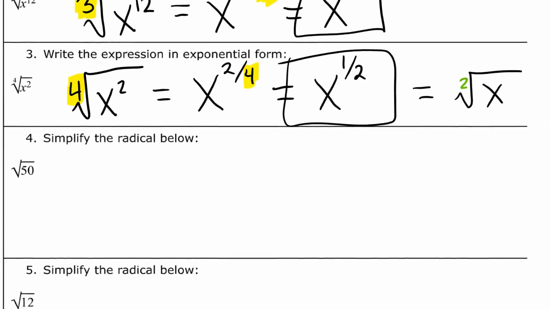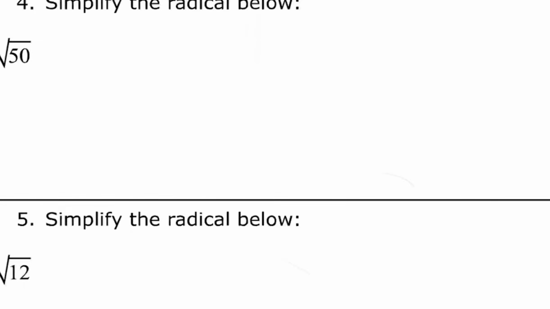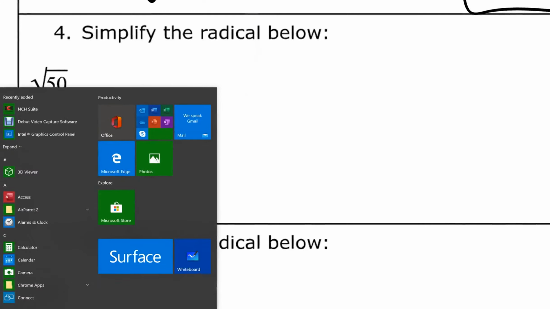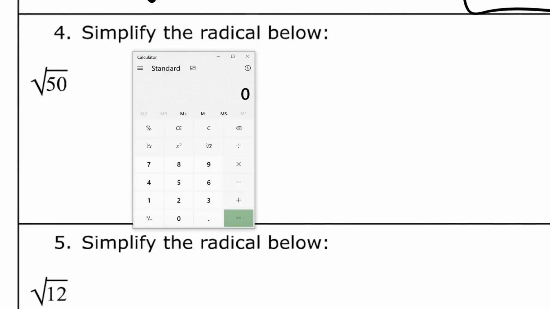Okay, let's go into some numbers now. Simplify the radical below. Now, sometimes when you simplify radicals, it can be really easy. For example, if you take the square root of 64, you get a nice clean number 8. But if I were to take the square root of 50, you'll notice that I don't get a nice clean number, so I can't simplify it by just typing it in and seeing what happens.